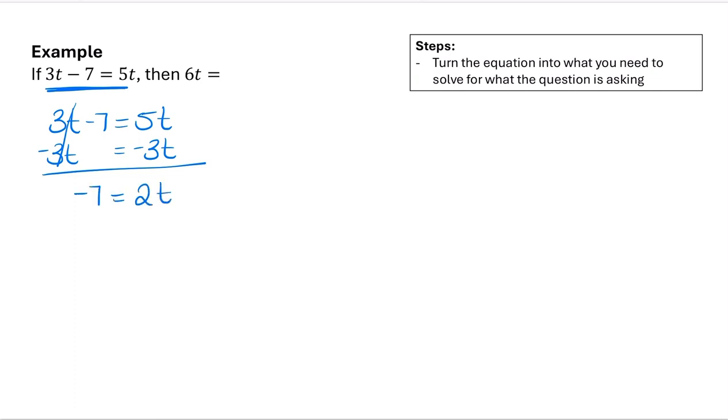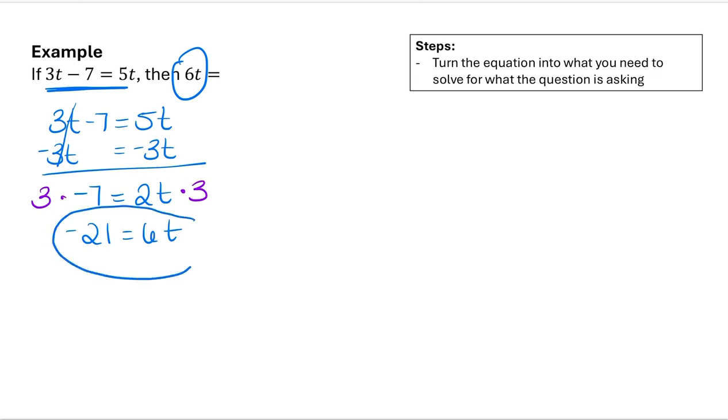Well, I have a 2t, but what I need is a 6t. So how can I turn a 2t into a 6t? Well, I can use the property of equality, which tells me I can multiply both sides by 3. Okay, if I multiply both sides by 3, I'm going to end up with negative 21 equals 6t. Well, see, I've already solved for the value of 6t, which is what this problem was actually asking me for.